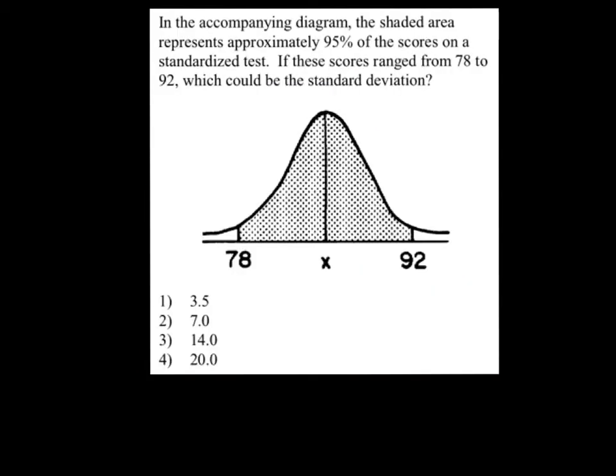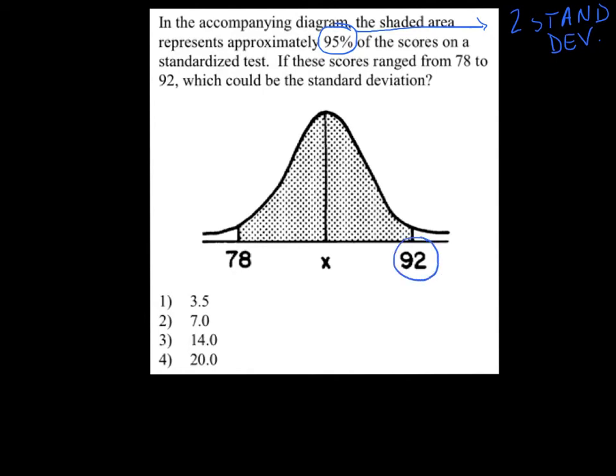All right, we're going to test you on those 3 big percentages we had to memorize earlier in the video. It says the accompanying diagram in the shaded area represents 95% of the scores. Now, I need you to appreciate the significance of 95%. That contains 2 standard deviations on either side of the mean. Okay, that's 2 standard deviations. Every time you see 95%, think 2 standard deviations.